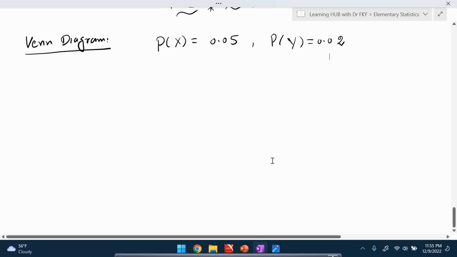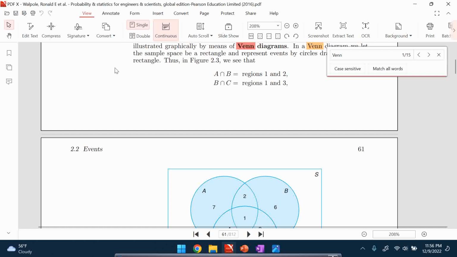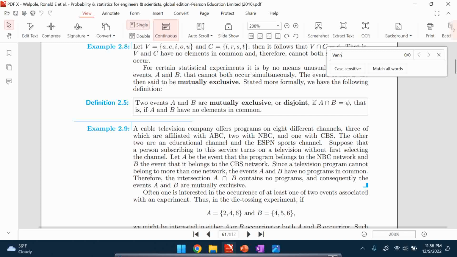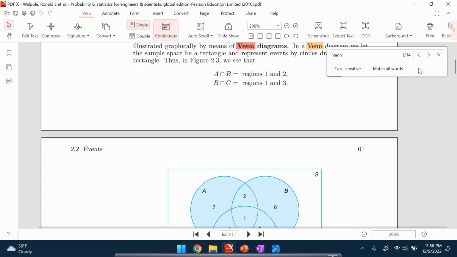You can search any standard book of probability and statistics and you will see a Venn diagram. I will just show one of the books. You can see the title: Probability and Statistics for Engineers and Scientists. You can also just search for Venn diagram and you will see it.